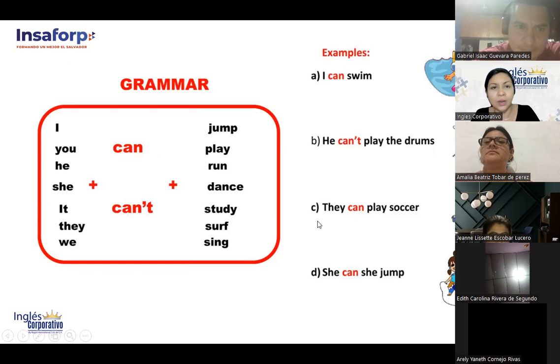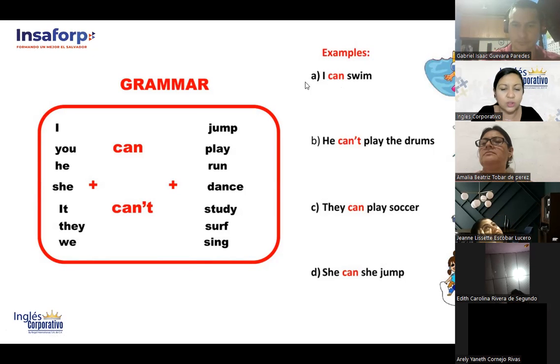Oops. So, can we make questions now? Sentences about our talents and abilities with can and can't. So tell me about two abilities you have and two abilities you don't have. Two things you can do and two things you can't do.